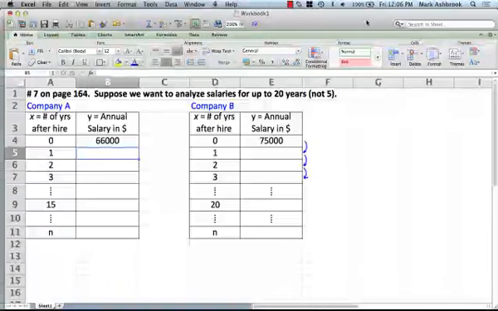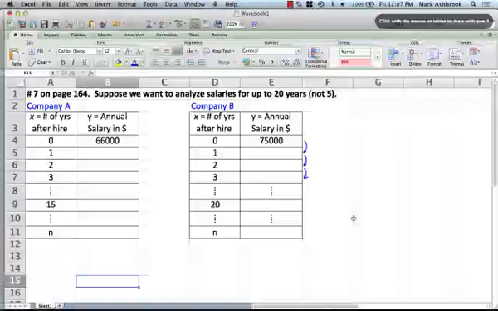Okay, Company B. Let's start with Company B. Starts at 75,000 starting salary. Is that right? How does the salary change year after year? So if I've got 75,000, what's that? He wants plus 1,500. I said ignore that. Just ignore the 5 years thing.